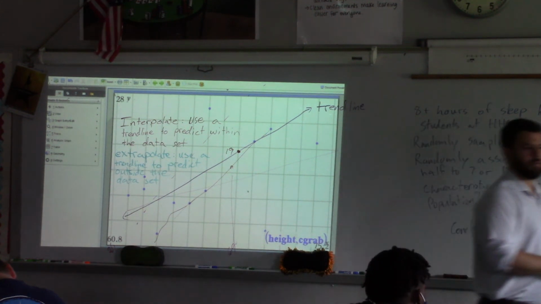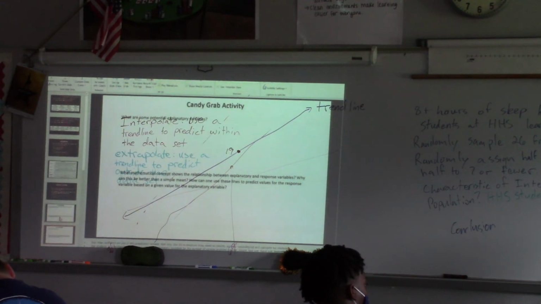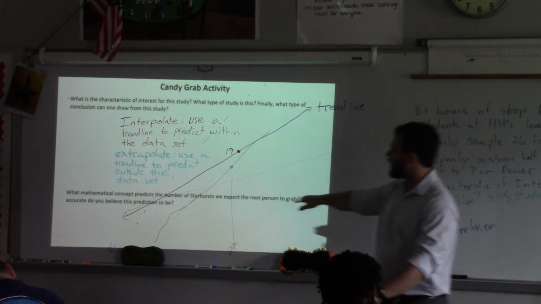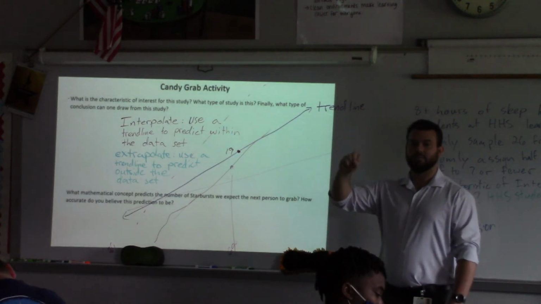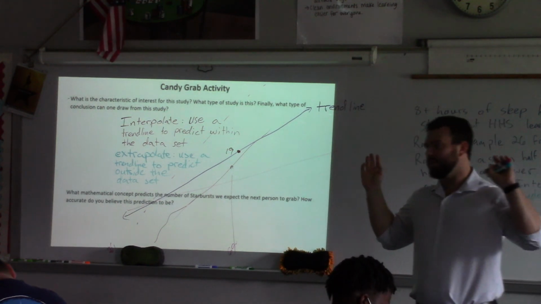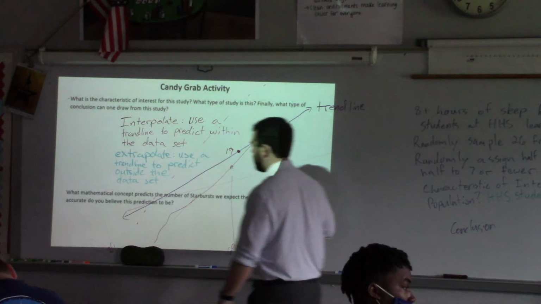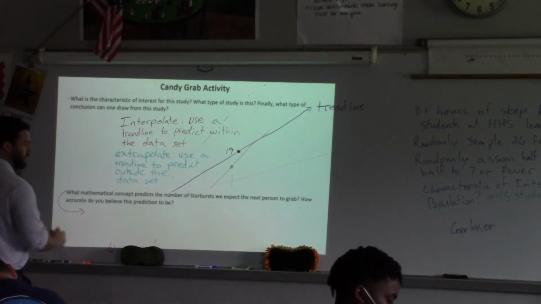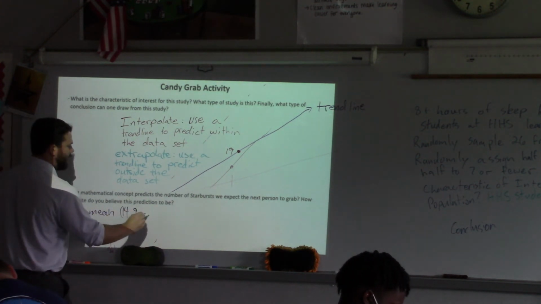Does that make sense? Okay, do we need to talk about some of the questions to make sure we've addressed them all? We talked about number 2, what mathematical concept predicted the number of starbursts we expect the next person to grab? Remember, that's when we talked about the mean, right? So the mean number of starbursts was just, if any random person comes up and grabs, how many would we expect them to grab? The mean, right? But did we believe that prediction to be accurate? Nope. Okay? So what mathematical concept predicts? That is the mean, which was 14.9 candies.